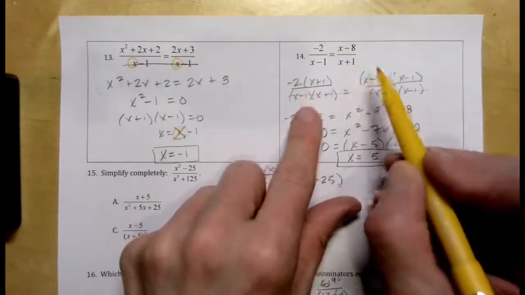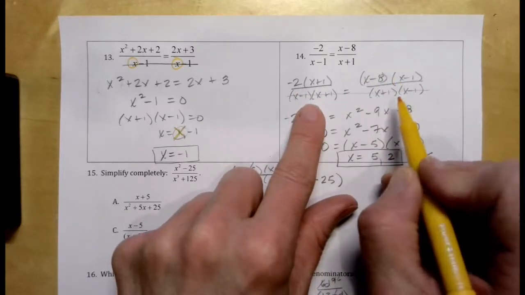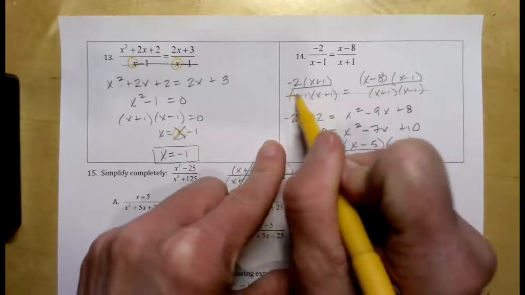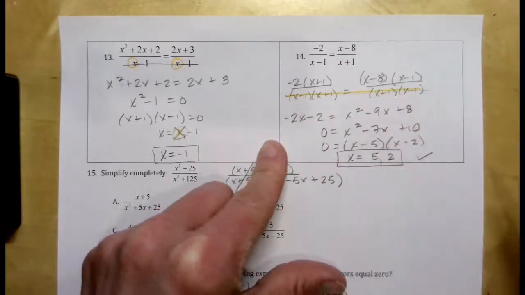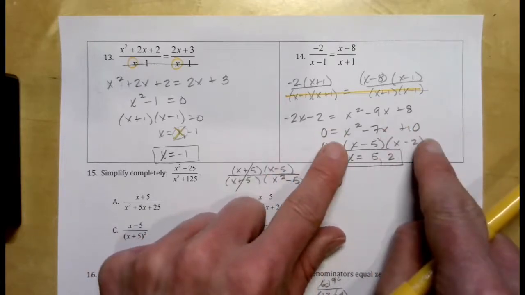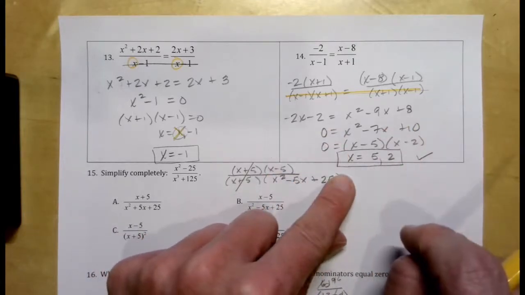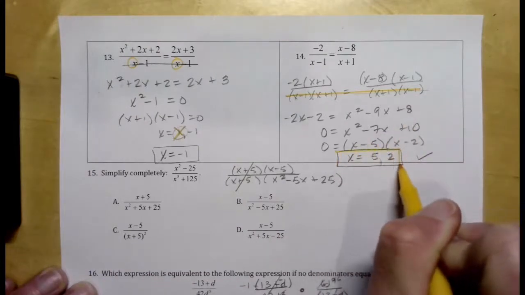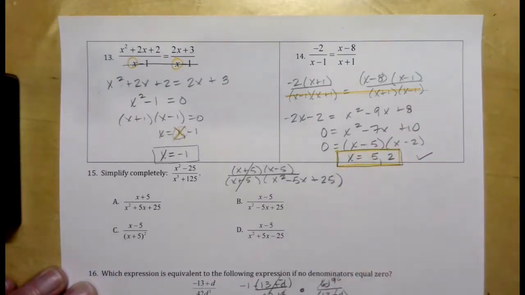Our next one, find a common denominator. And once I have that common denominator, cross it off. Set my numerators equal to each other. Solve, factor, check. Both of these solutions, 5 and 2, are good.